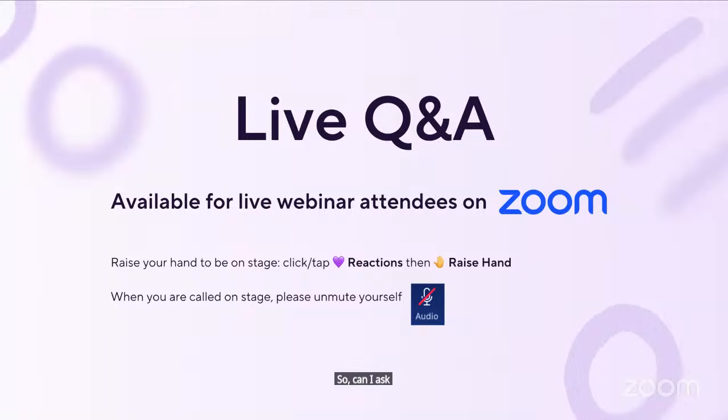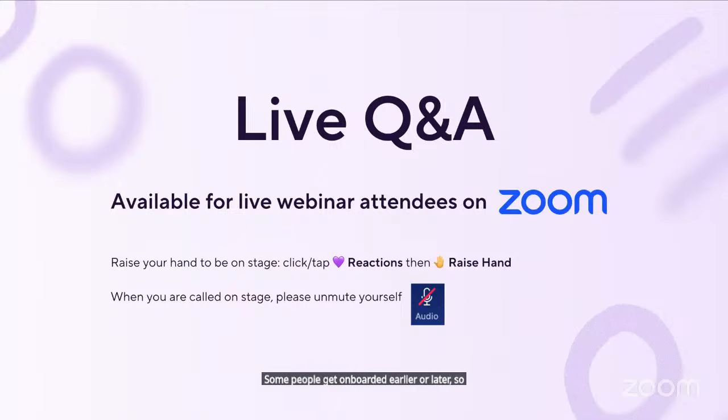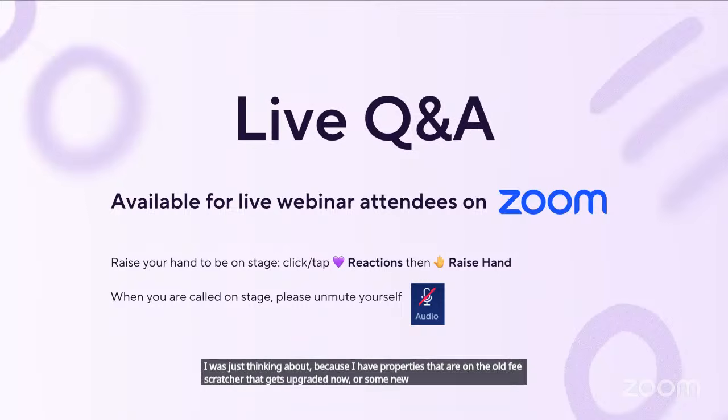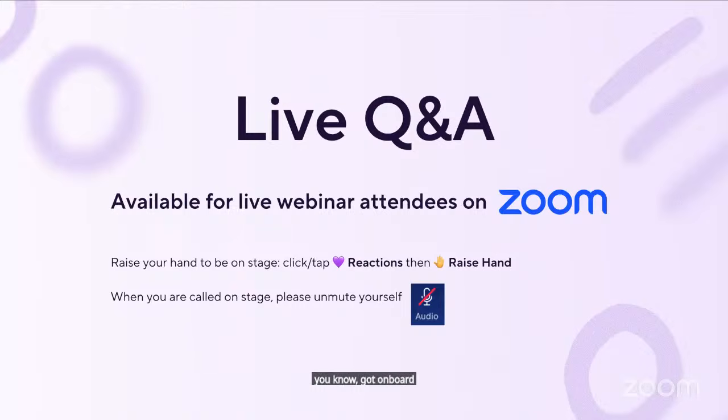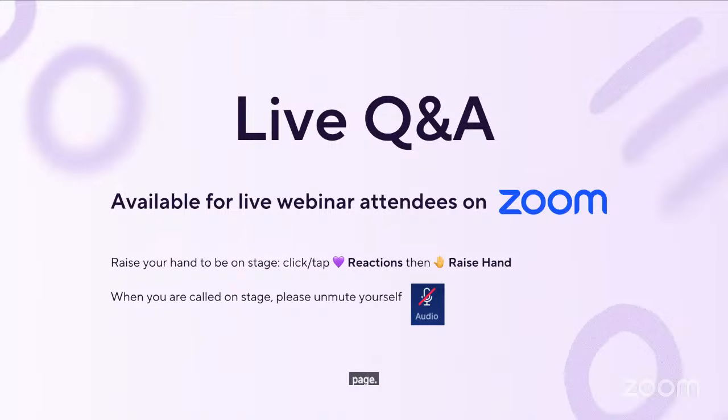Can I ask a follow-up question to that really quick? Go ahead. Shoot. Right now there's a lot of changes and some people get onboarded earlier or later. After all that stabilizes in the future, I was thinking about this because I have properties that were on the old fee structure that get upgraded now, and some newer properties that just got onboarded with the new fee structure, right? So in the future, say a month or two later, I was thinking maybe I should just change everything: adjust my base price in Price Labs to the current one, maybe up that a little bit, and then just get rid of all the markups in Hospitable so that all my properties are on the same page and comparable.